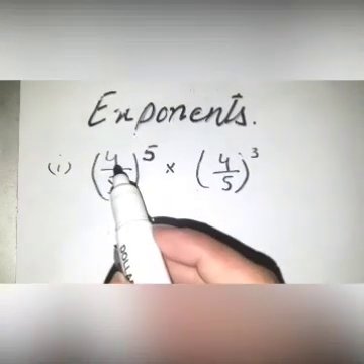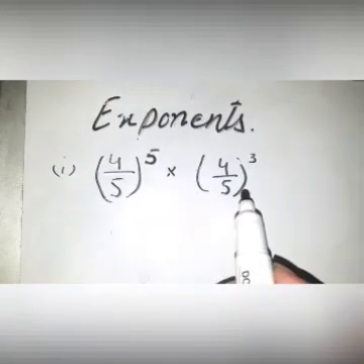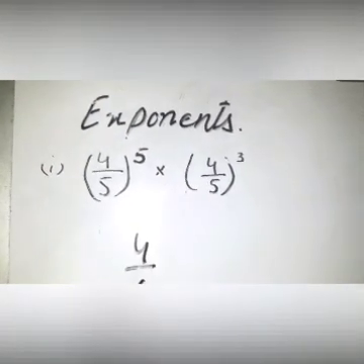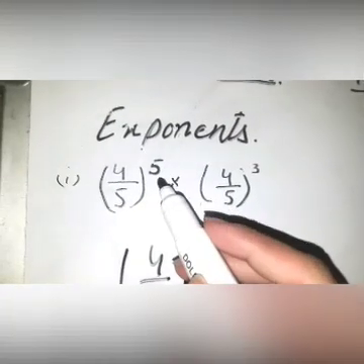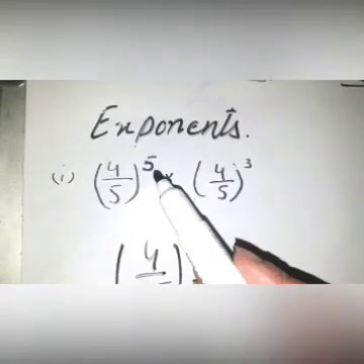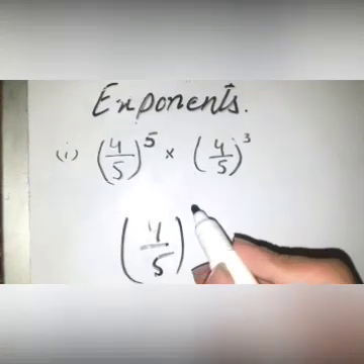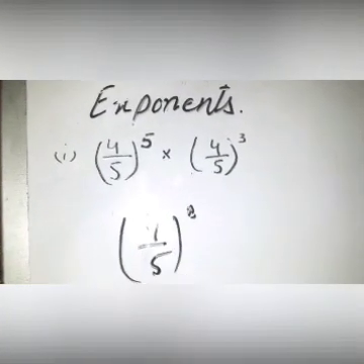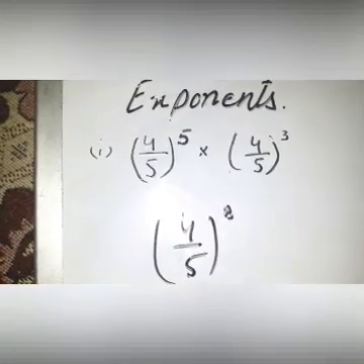Now you have the value 4 and denominator 5. 4 over 5, you can write this as the power 5 plus 3. The answer is 8. Now you have 5 over 4 with the power of 8.